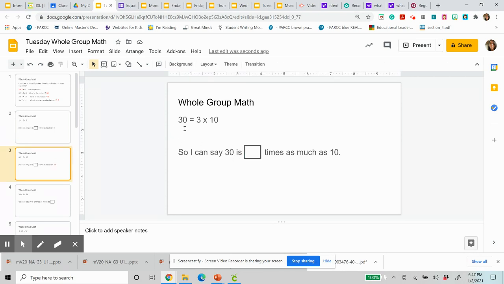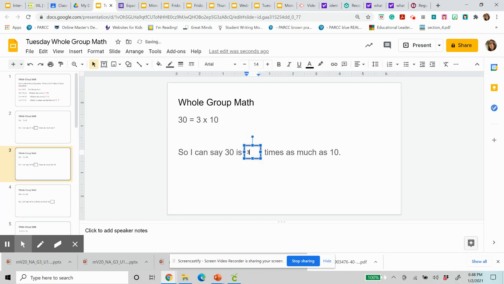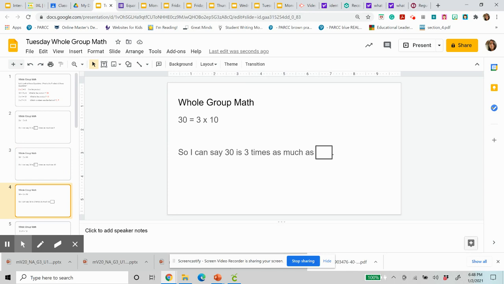Let's look at this. 30 equals 3 times 10. So in this equation, because it has an equal sign, right? 30 is the product. 3 and 10 are the factors. 3 times 10 does equal 30, right? So we're saying 30 is blank times as much as 10. So how many 10s do we need? 3, right? So this is true. 30 is 3 times as much as 10. It's just a different way to say it.